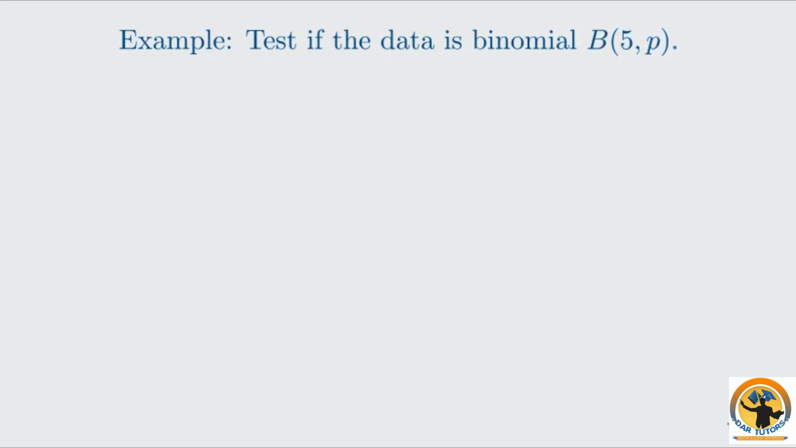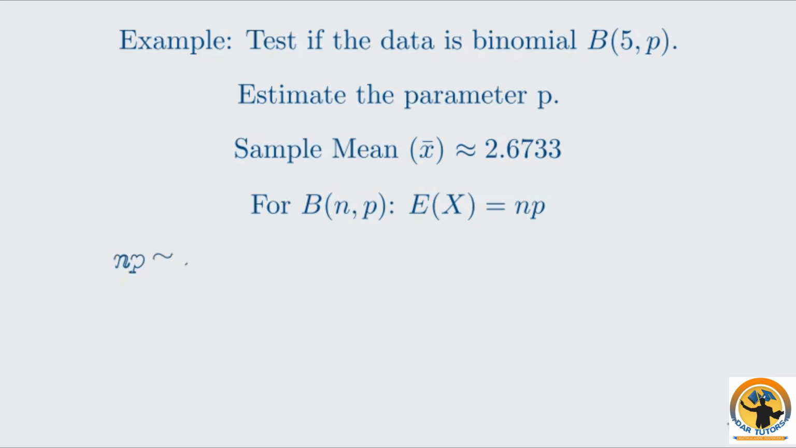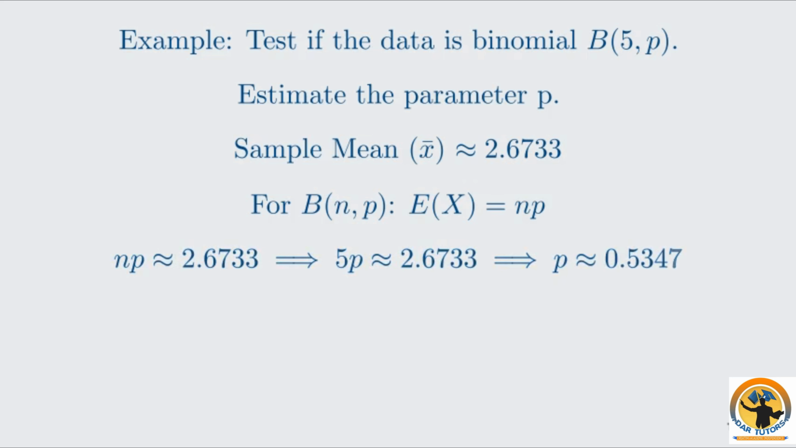In this case, our null hypothesis, H0, is simply that the data is from a binomial distribution with n equal to 5. To find our expected frequencies, we must first estimate the value of p. We do this by using the sample mean. We can calculate the mean number of children per woman, which turns out to be 2.6733. We know that for a binomial distribution, the expected value, or mean, is np. So we can set our sample mean equal to np to estimate p. We divide the mean by n, which is 5, which gives us an estimated p-value of 0.5347. We can now proceed with the test, calculating expected frequencies using B(5, 0.5347).